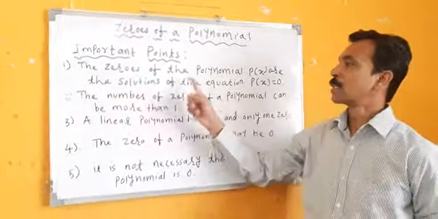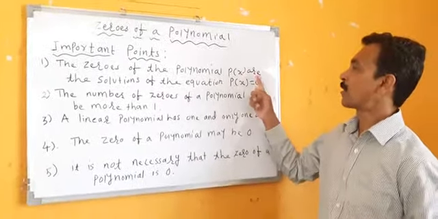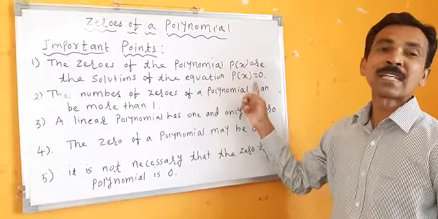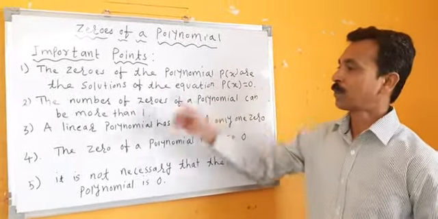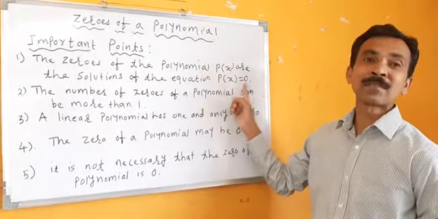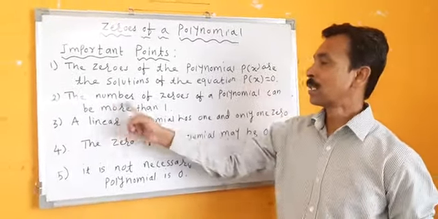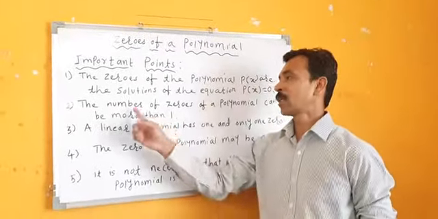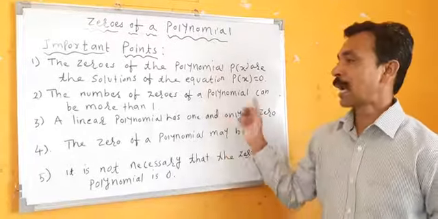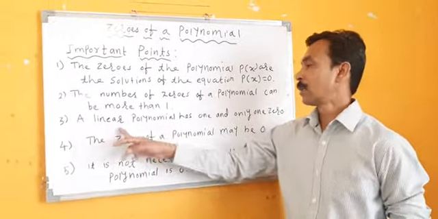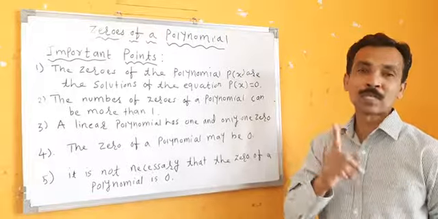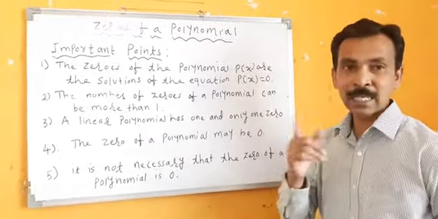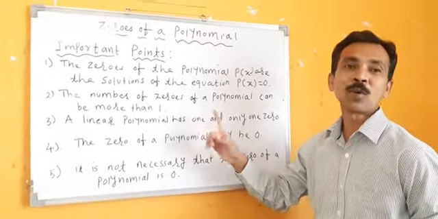Number 1, the zeros of the polynomial p of x are the solutions of the equation p of x is equal to 0. P of x means polynomial of x, which is equal to 0. The number of zeros of a polynomial can be more than 1. So here number of zeros means values can be more than 1. A linear polynomial has one and only one zero. When we solve the examples, I will explain the meaning of all the sums.